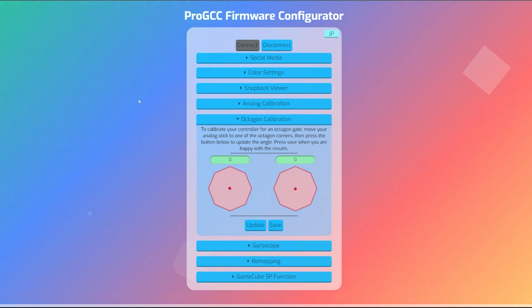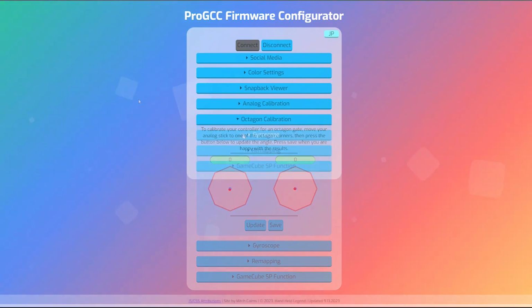Octagonal calibration is to calibrate your controller for an octagonal gate. Move your analog stick to one of the octagon corners and press the button below to update the angle. When you're done doing all of them, you can go ahead and press Save.